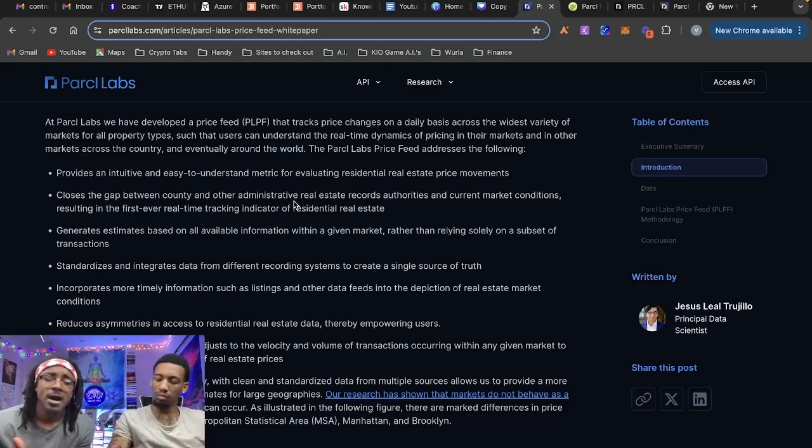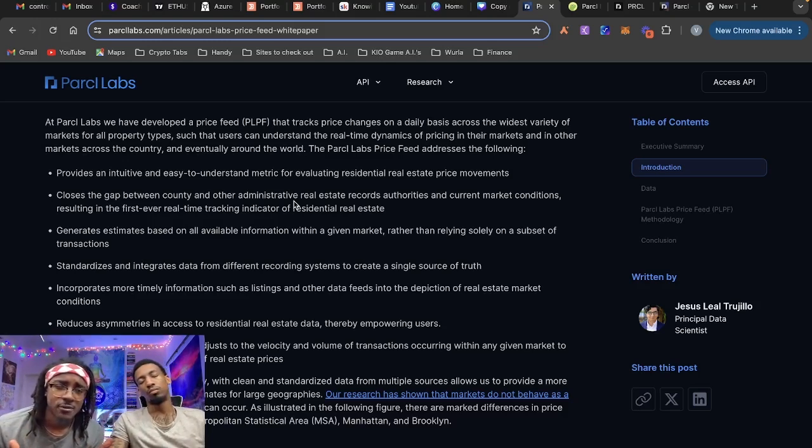Even the way people buy is very different. Multifamily, you buy more like a business. If someone's buying that building, it's more like a business. If you're buying single family, it's an emotional buy. So even that alone is different. And this last one here offers an index that dynamically adjusts to the velocity and volume of transactions occurring in any given market to provide an unbiased assessment of real estate prices.